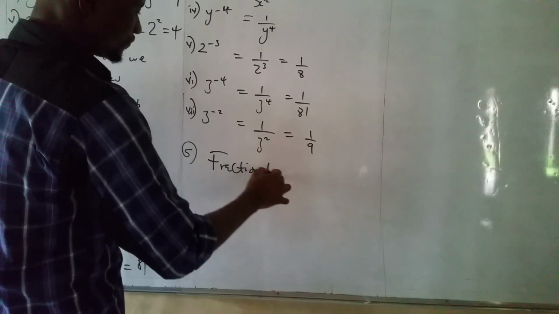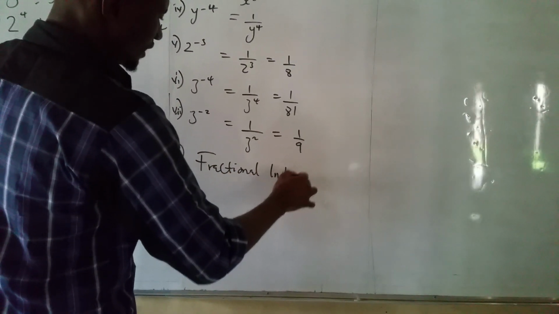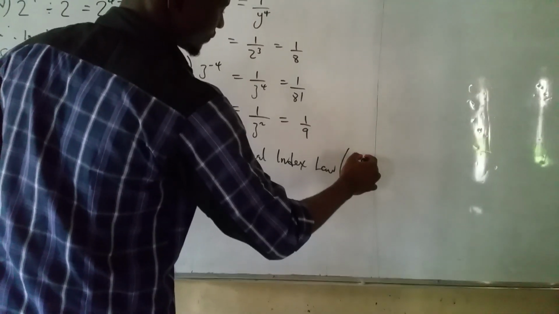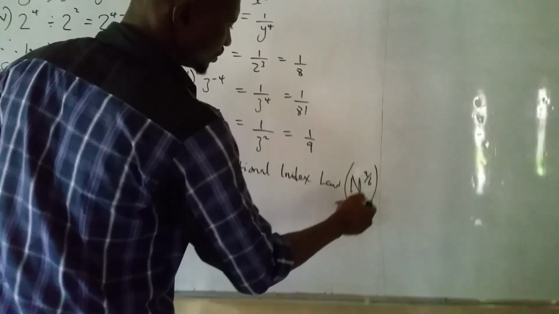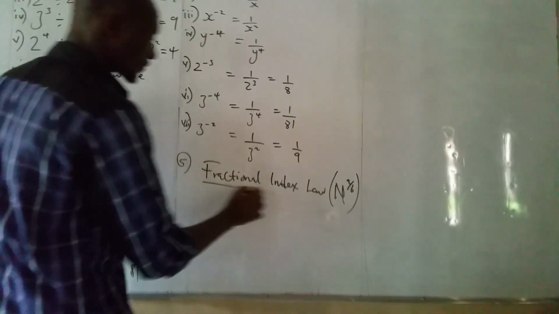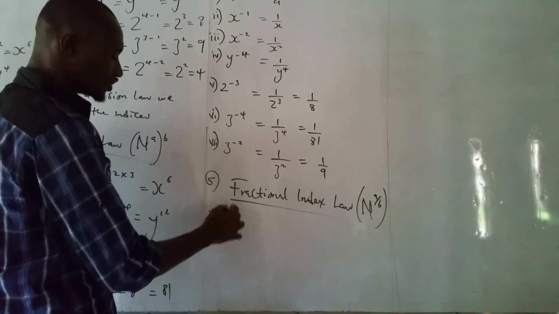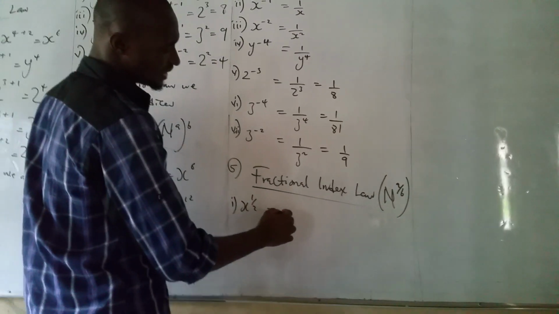Fractional index law. Fractional what? Index what? Law. Use this symbol, A over B, to remember this law. Now, for this law, for instance, we have x raised to power 1 over 2. I want you to understand that this is what?